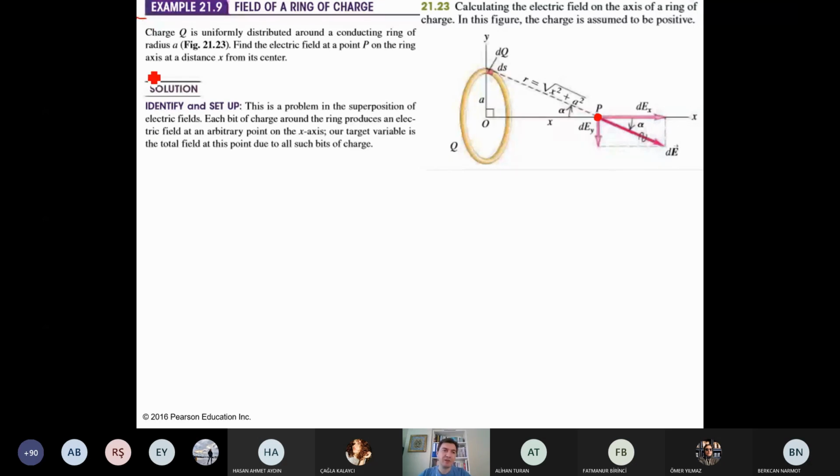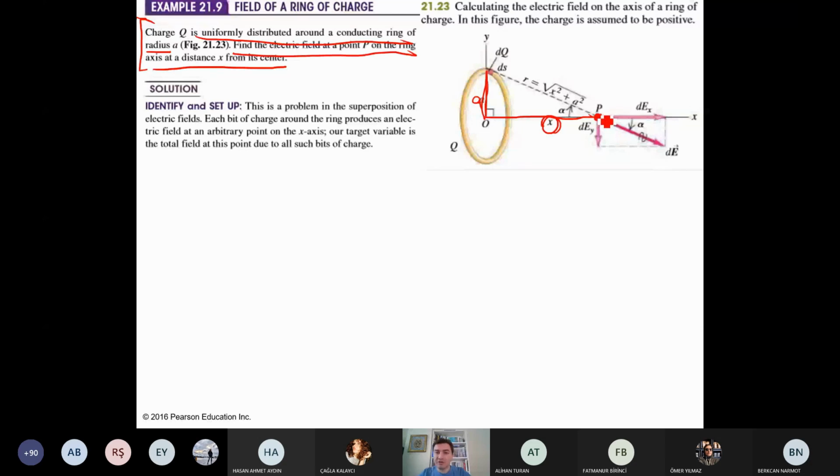Now let's read the question. Charge Q is uniformly distributed around a conducting ring of radius a. The radius of the ring is given. It is a. Find the electric field at a point P on the ring axis at a distance x from its center. So the distance from the center of the ring to point P is given by x. So the question is, what is the electric field here? So how to solve this problem?